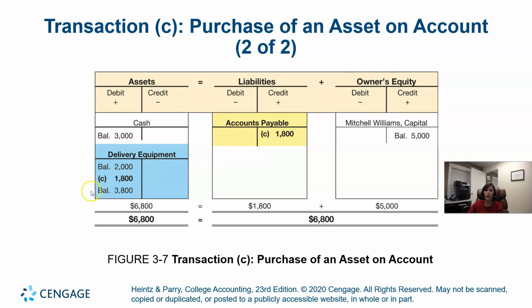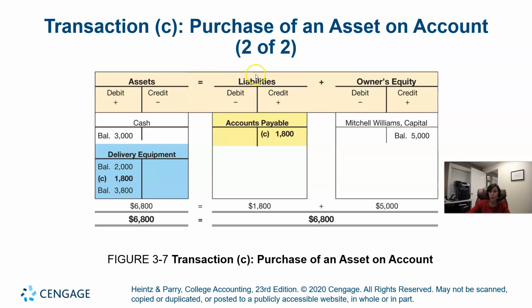So let's look at this delivery equipment situation. We've got the new scooter here, and that has increased the balance in our delivery equipment account by another $1,800. So we now have $3,800 in delivery equipment. Our cash hasn't changed because we haven't actually paid for these things yet. So we have total assets of $6,800.